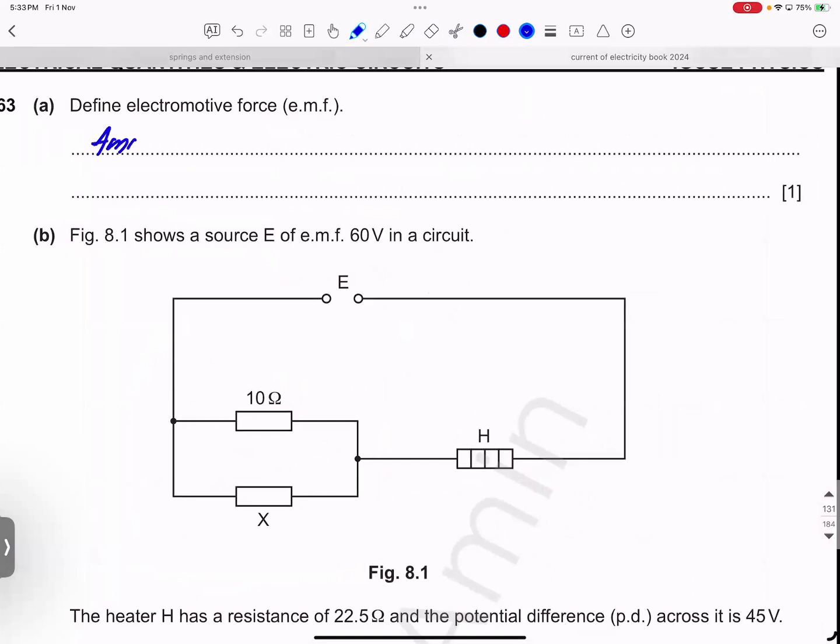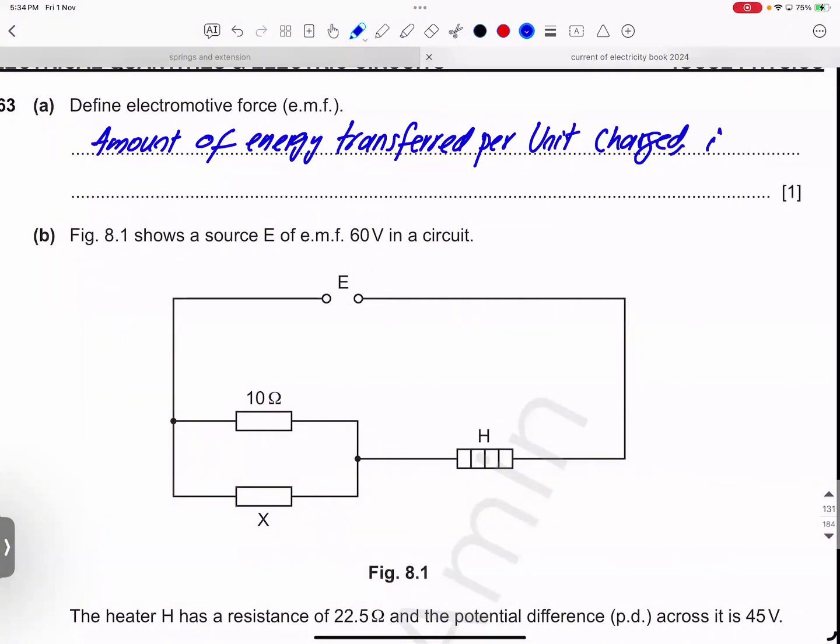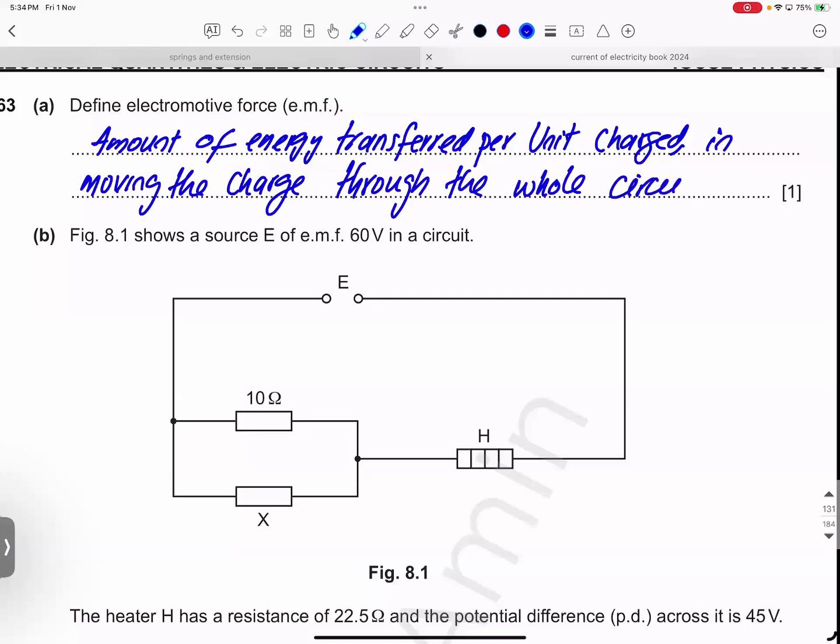First is amount of, you can say work done, you can say energy supplied, per unit charge, in moving the charge through or across the whole circuit, complete circuit. So for EMF we say moving the charge through the whole circuit. For PD we say moving the charge through a component. Good.